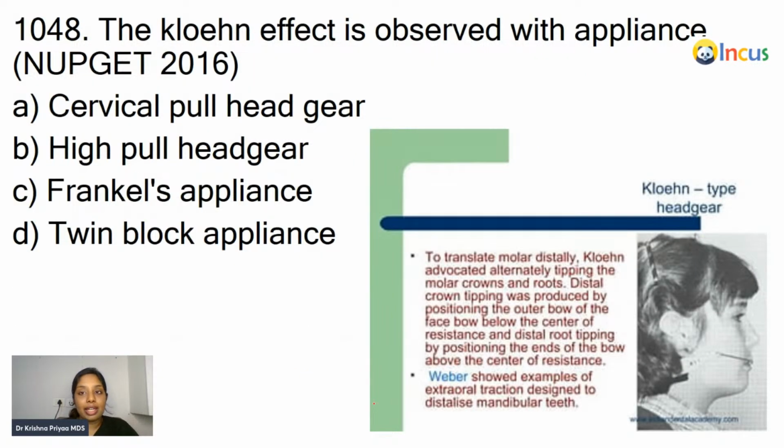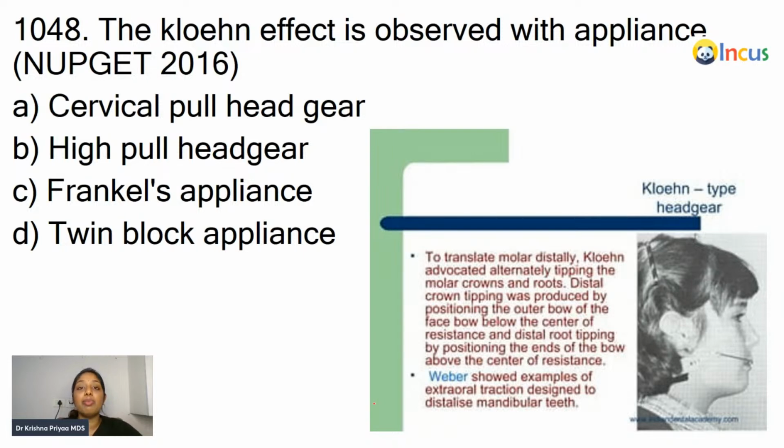The Clown effect is observed with which appliance? So this Clown effect is nothing but that he designed a cervical pull headgear with certain modifications in the inner and the outer bow. So the answer is cervical pull headgear. What happened is that he designed it in such a way that distal crown tipping was produced by positioning the outer bow of the face bow very close and below the center of resistance, and distal root tipping by positioning the ends of the bow above the center of resistance.